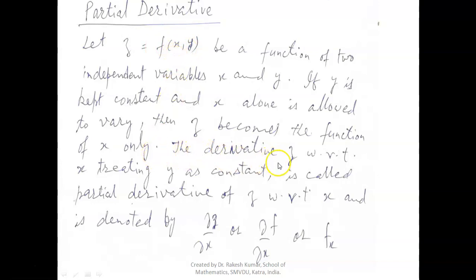The derivative of z with respect to x treating y constant is called the partial derivative of z with respect to x, and is denoted by ∂/∂x of z, or ∂/∂x of f, or f subscript x. So these are the different notations for representing partial derivatives with respect to x.